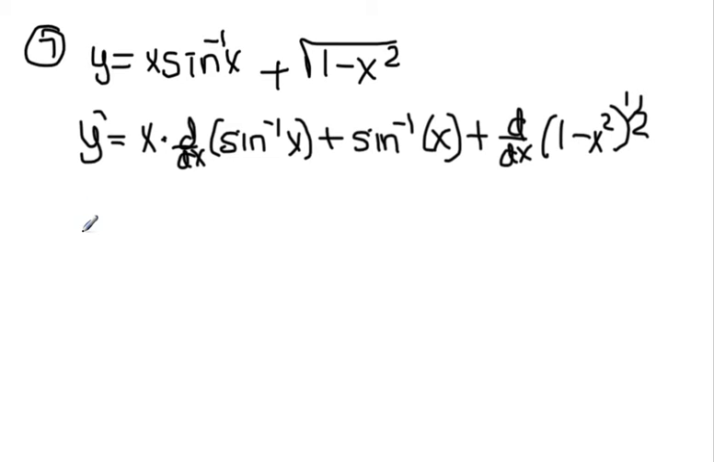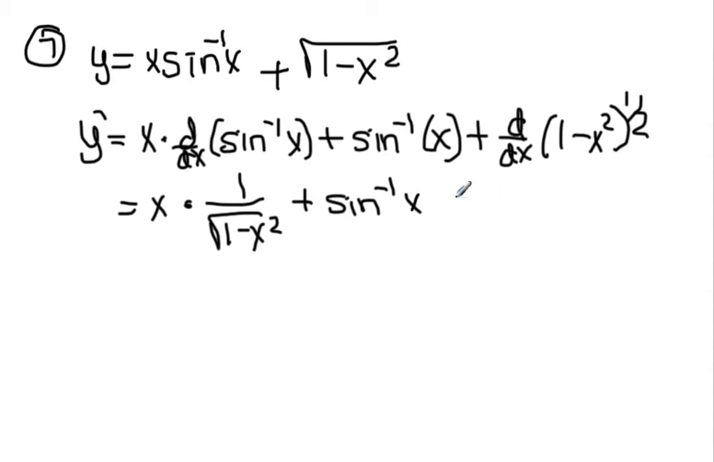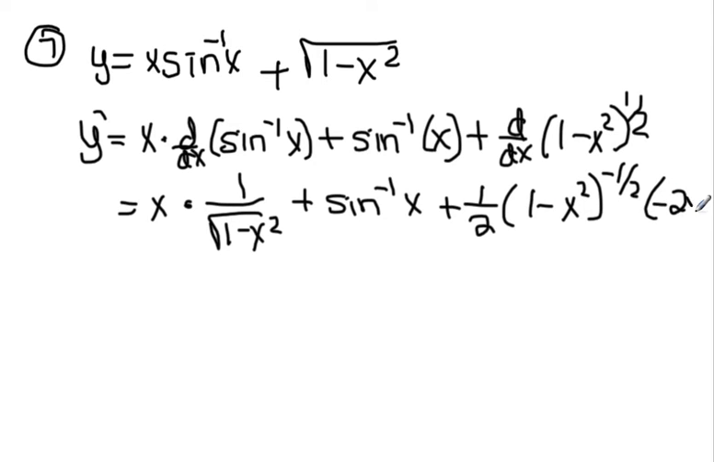Now in the next step, I know that if I take the derivative of the inverse sine of x, that's going to give me 1 over the square root of 1 minus x squared. And then I've got just inverse sine of x here. The derivative of this is going to give me 1/2 times 1 minus x squared to the 1/2 minus 1, which is negative 1/2, and then times the derivative of the inside, which is negative 2x.